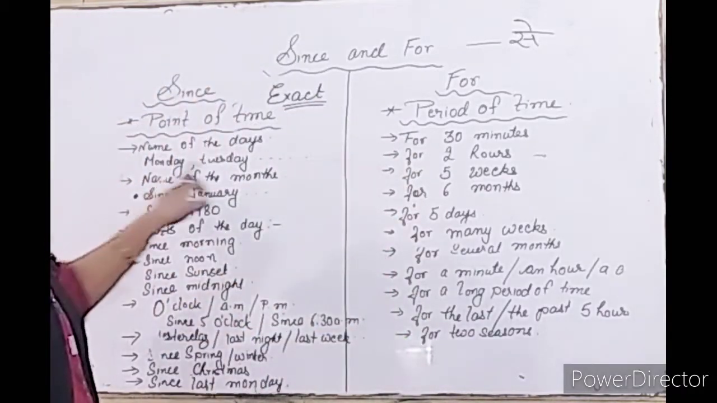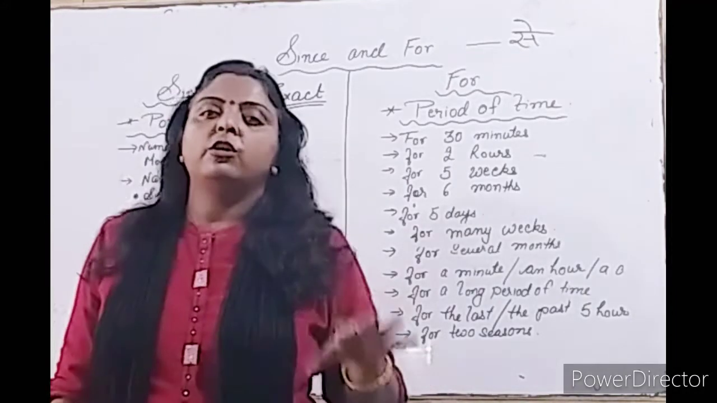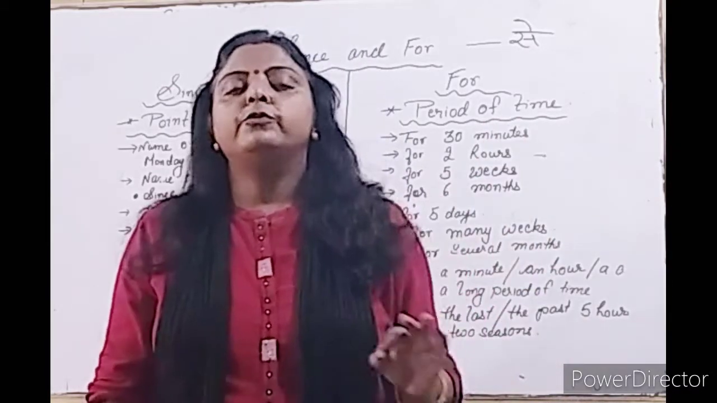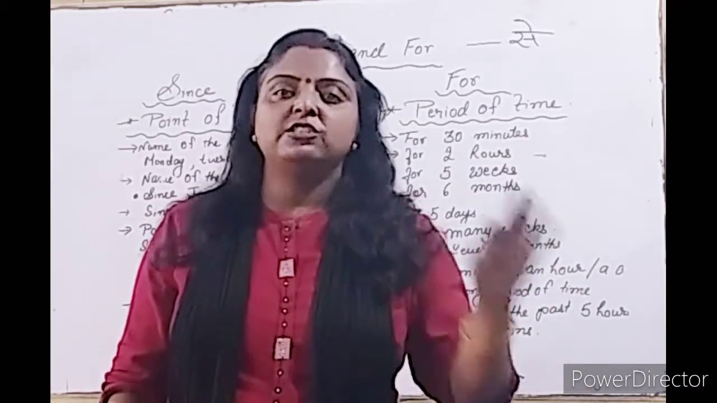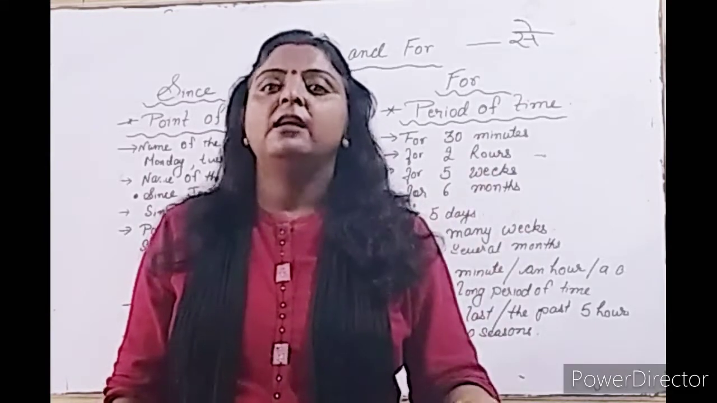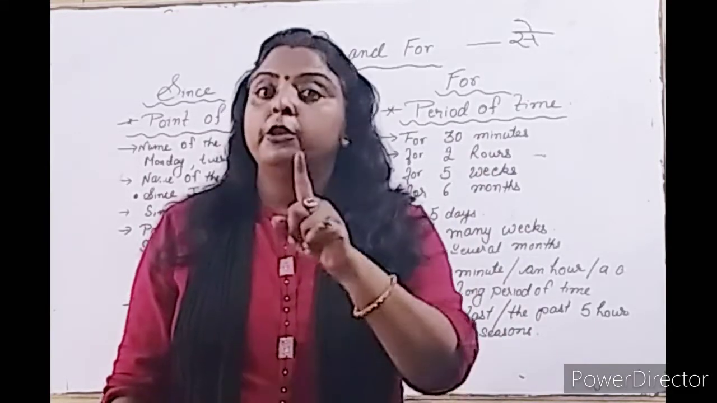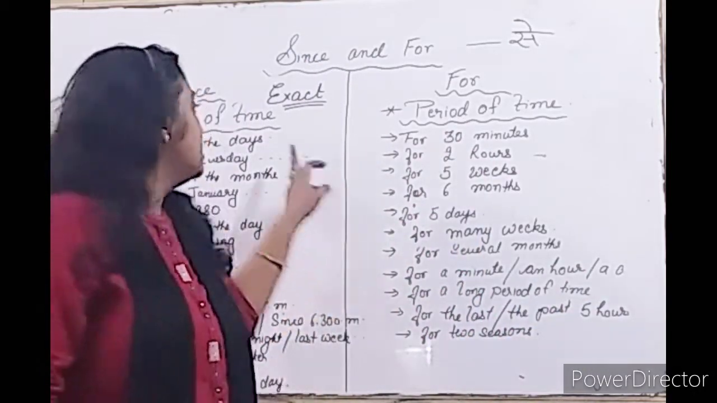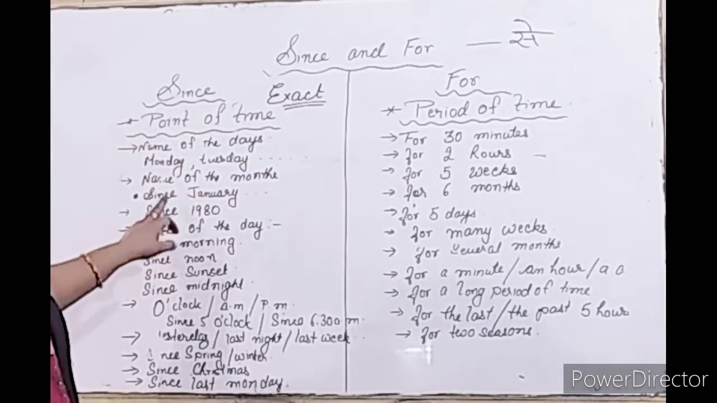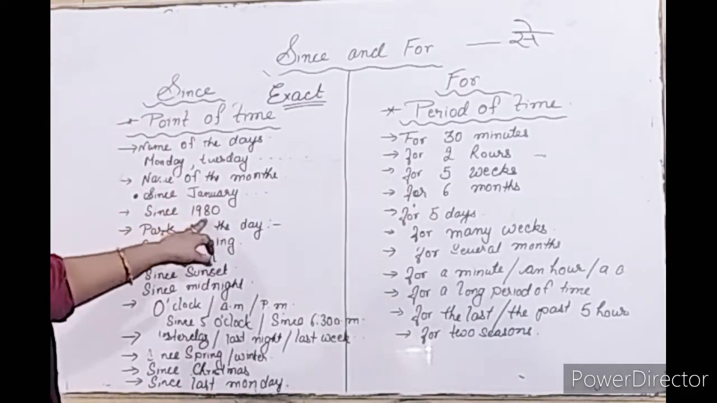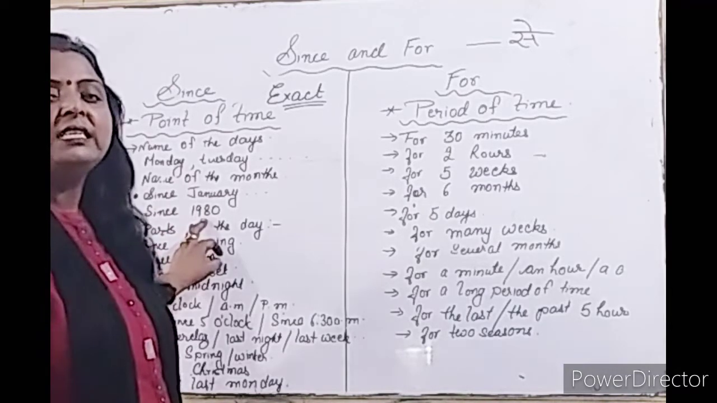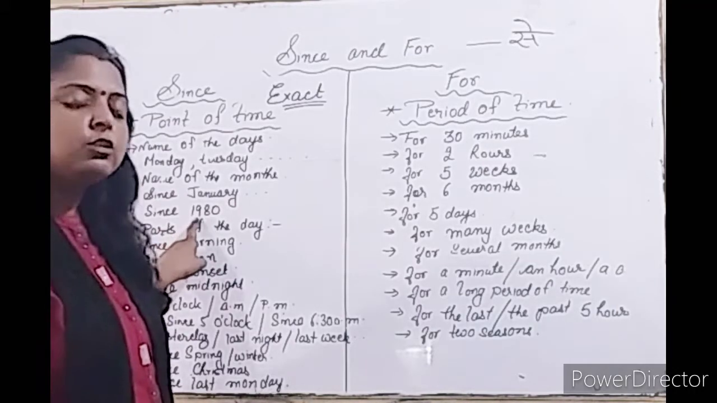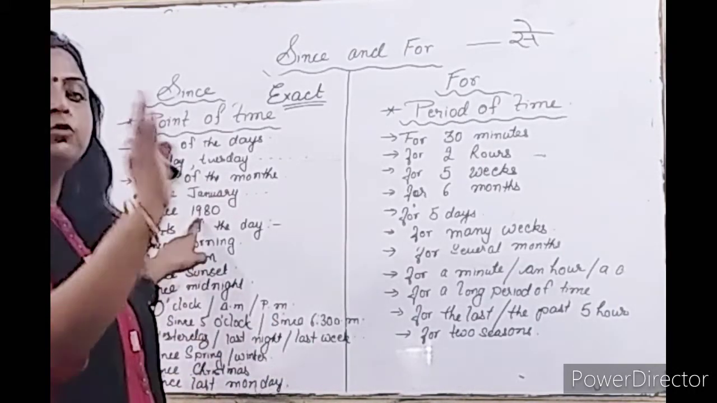Now the second one is name of the month. If we are talking about the name of any month, that is January to December, we will use since, because if I am saying since January or since February, that means I am talking about that month, not any other month. Got it? So for an exact point of time we use since. Now the next one is since 1980. When I am saying since 1980, that means I am talking about this year only, 1980. I am not talking about 2020 or 2000.